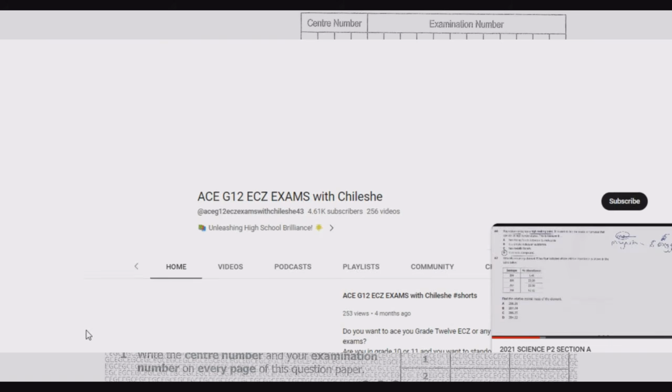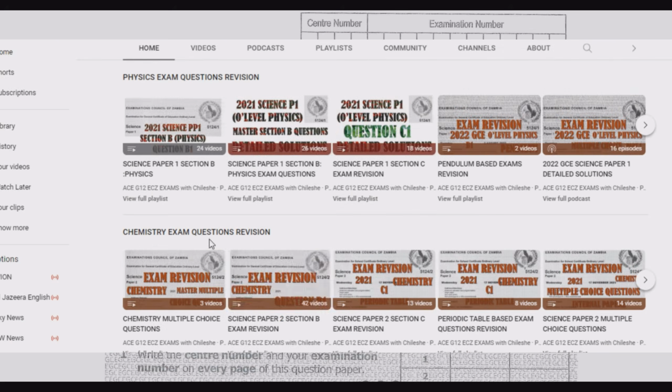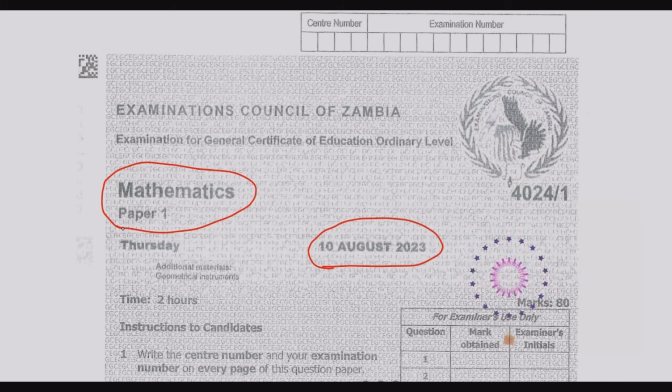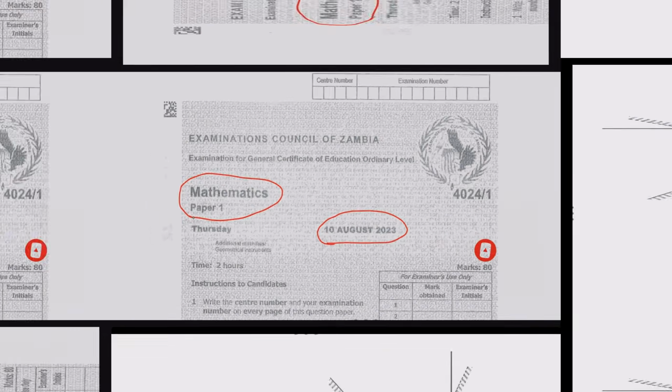Questions are grouped according to the paper and the topics. This is important for you, especially if you're struggling with a specific topic. You go to a specific topic and find a series of questions from different papers as far back as 2017.